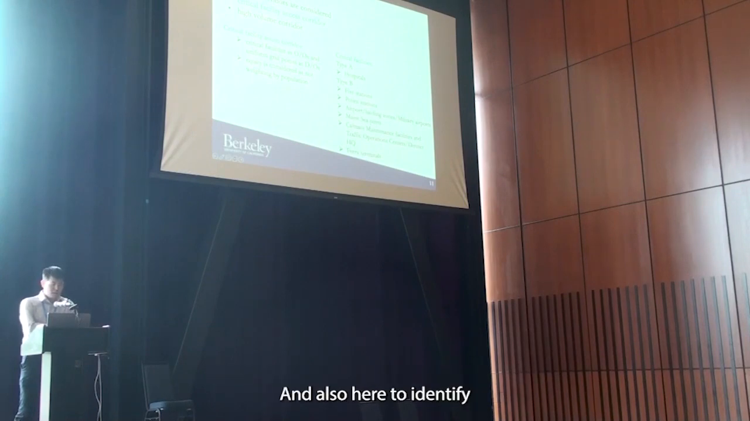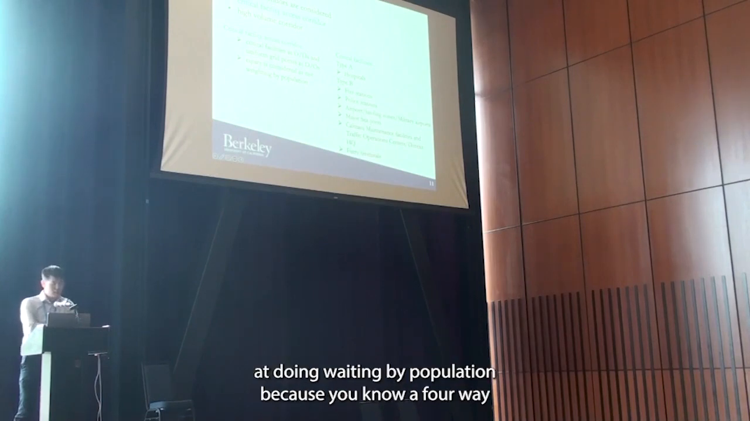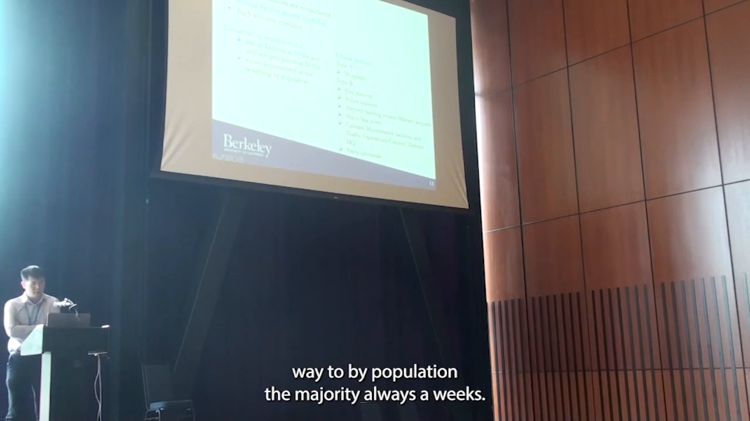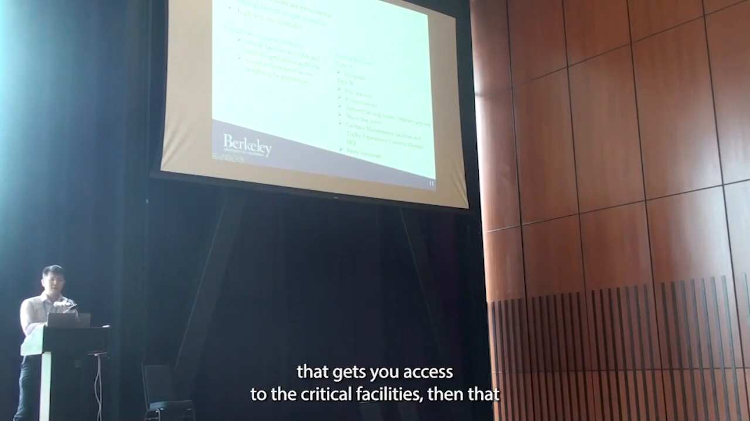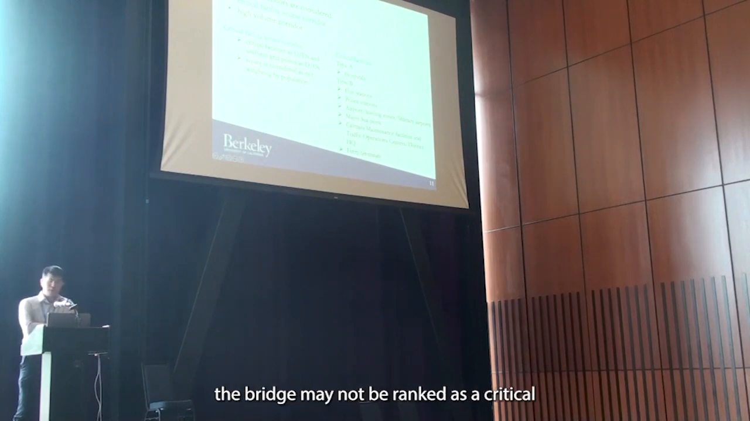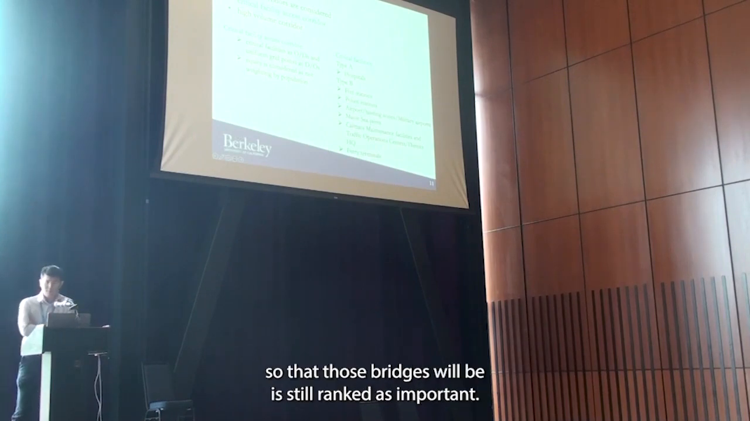And also here, to identify critical facility access corridors, we have considered equity by not weighting by population. Because if we weight by population, the majority always wins. If you are living in some remote area and you only have one bridge that gets you access to the critical facilities, then that bridge may not be ranked as critical if we average over population. So here we consider this equity so that those bridges will still be ranked as important.